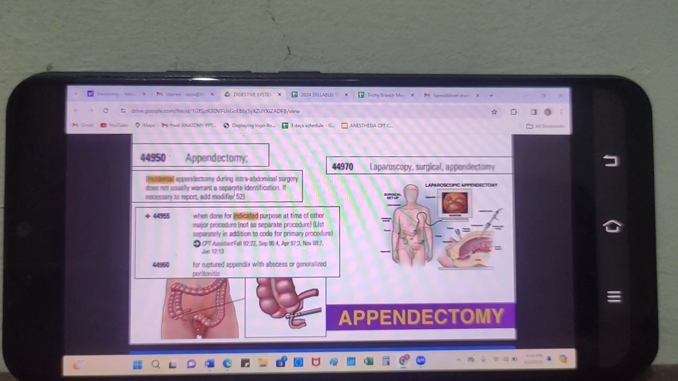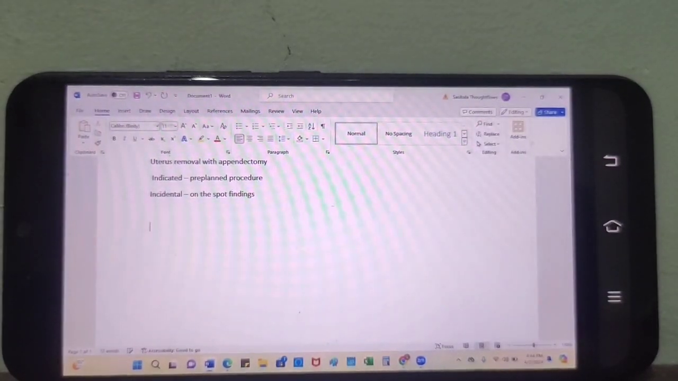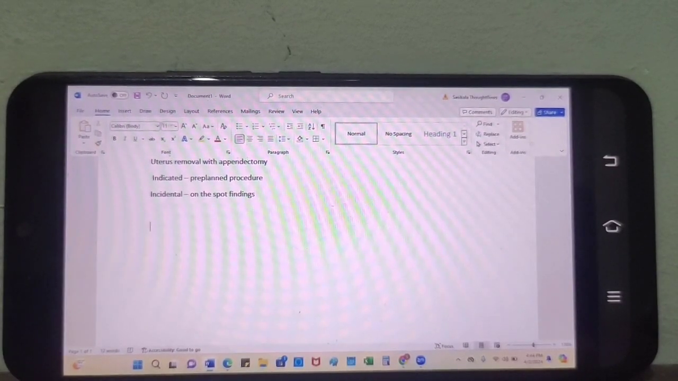Can you repeat again, ma'am? Okay, actually, now the doctor performs the procedure of hepatectomy.